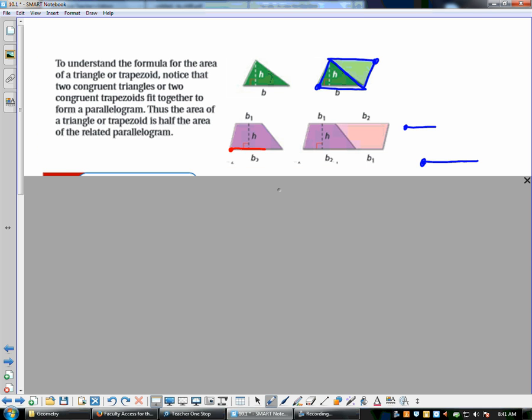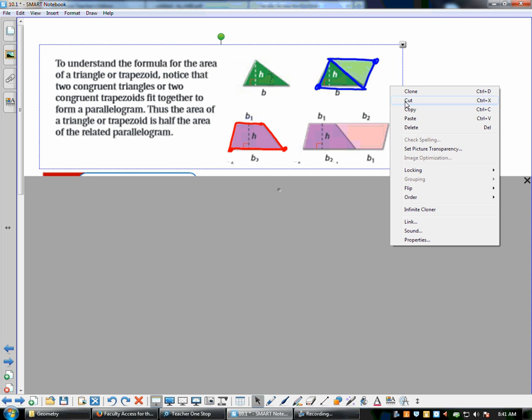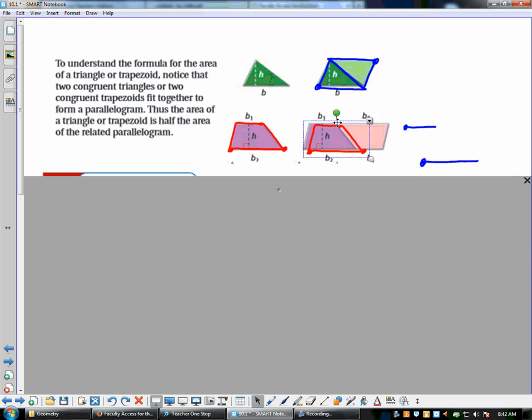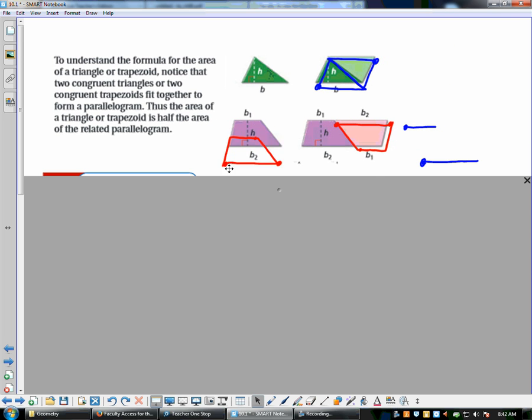Okay, so again, let's focus on this. If I have this trapezoid here, and I want to find the area of that, let's say I make a copy of that. All right, so that's this guy right here, but I want to find the area, so I'm going to rotate this, and I'm going to put it right next to the original. If I put these 2 together, then what shape did I make? Parallelogram. Agreed? That's a parallelogram.